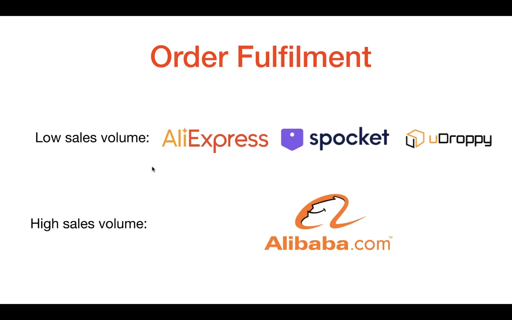So I'm going to talk about a range of different methods here so you can figure out what will be best for you and your products. Generally there's two types of dropshipping: low sales volume and high sales volume. When you're just testing products, maybe doing 5-10 orders per day for a given product, that'll be classed as low sales volume.